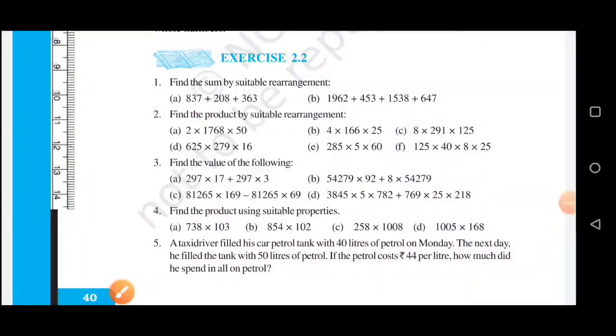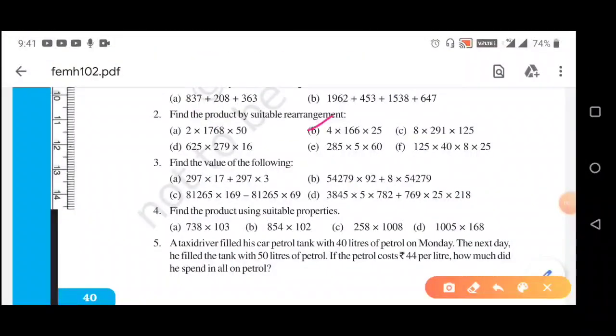Here question number 2 B, E, question number 3 A, question number 4 B, C. These 5 questions are homework.